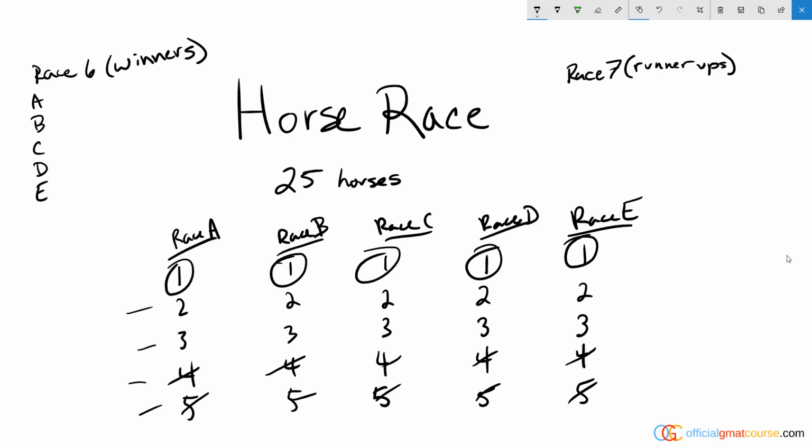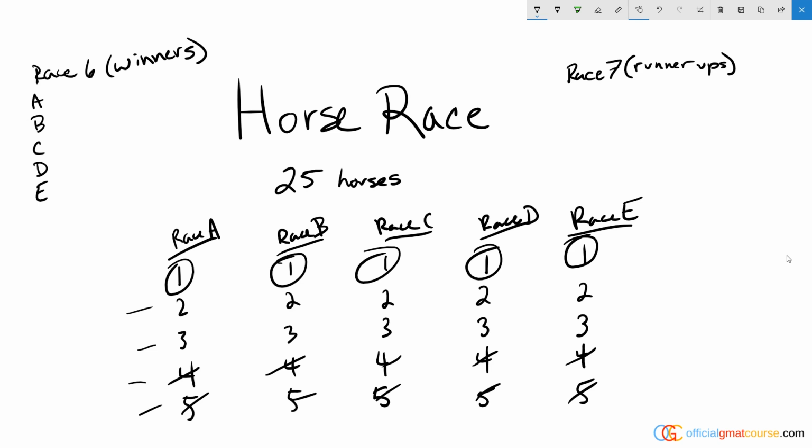But we can't eliminate any of the third place horses, because assume that one of the races pitted the top 3 horses against each other randomly. Then those horses would have finished first, second, and third in their own race. But all 3 of those horses would be faster than any other horse in any other race. So that's the one situation we have to be careful about. We want to make sure that we don't ignore that possibility.